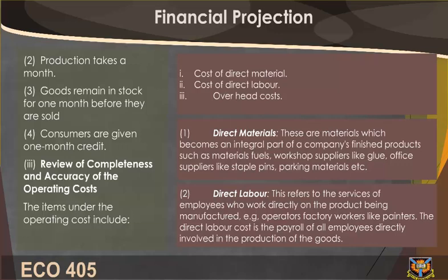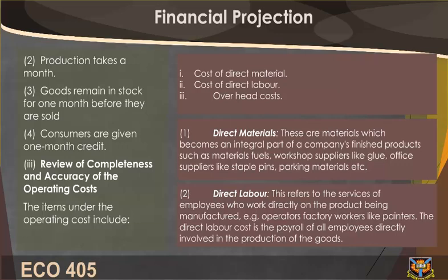3. Review of completeness and accuracy of the operating costs. The items under the operating costs include cost of direct material, cost of direct labor, overhead costs. 1. Direct materials. These are materials which become an integral part of a company's finished product, such as materials, foils, workshop supplies like glue, office supplies like staple pins, packing materials, and so on.